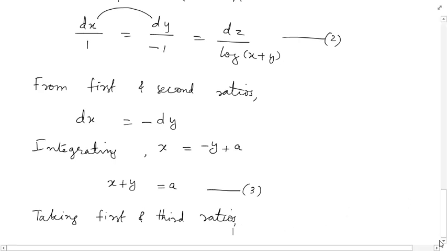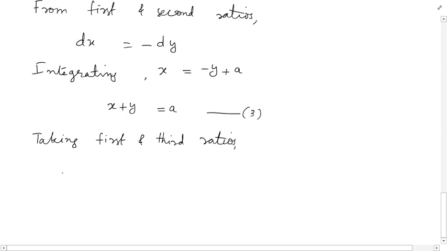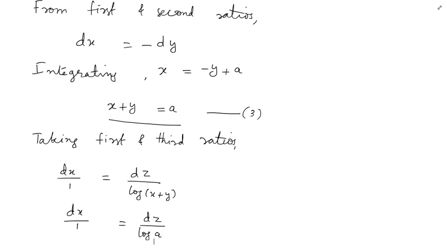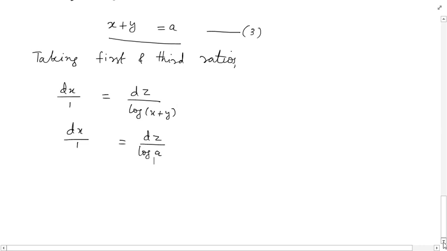So taking first and third ratios, we can write dx by 1 is equal to dz by log (x plus y). And now you see that x plus y is a constant. So we can substitute it here. dx by 1 is equal to dz by log a, so that we can integrate this equation. Now for simplicity, I'll write it as log a into dx equal to dz.